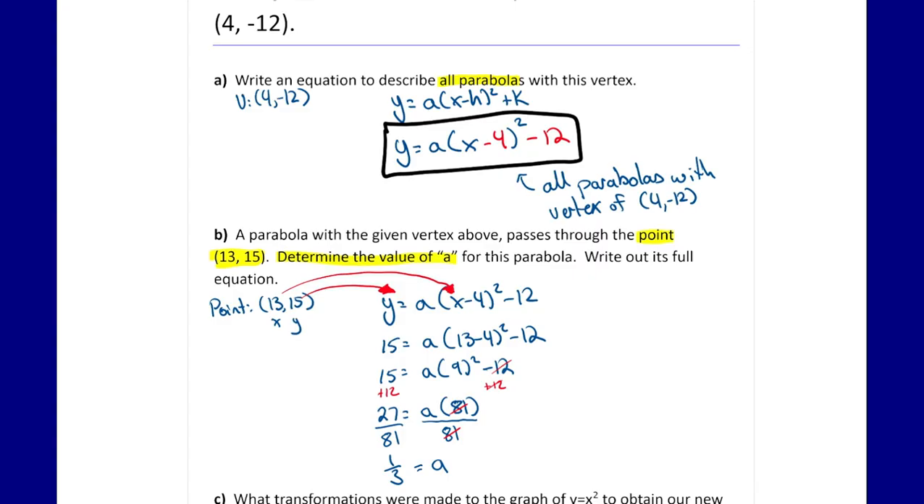So now this means that my equation is going to be y equals 1 over 3, times (x - 4)^2 minus 12. And this is going to be my specific equation for this parabola that has a vertex of 4, -12 and passes through the point 13, 15. So now this is a very specific equation.